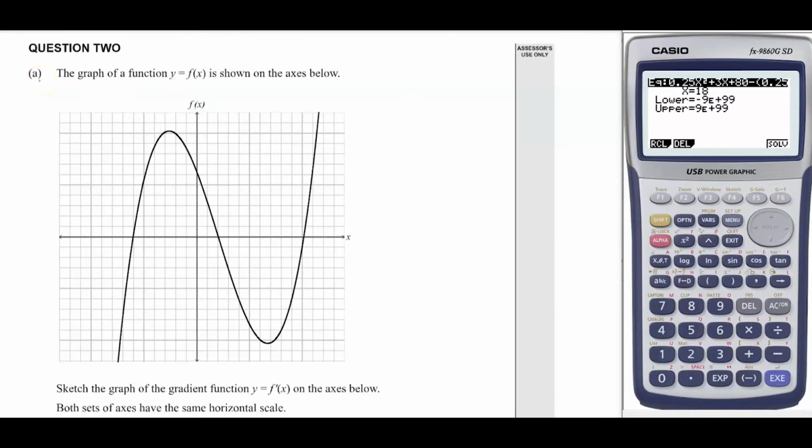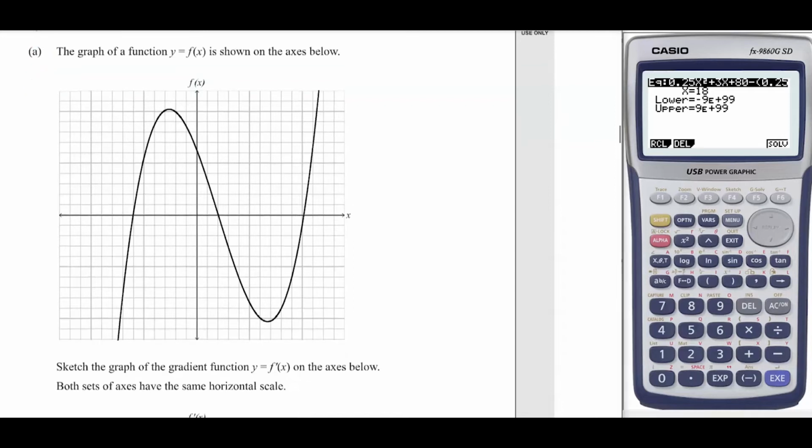Okay, moving on with question 2. I've just added a little switch of mic because the other one was sounding a little muffled, so hopefully this is a bit better for you.